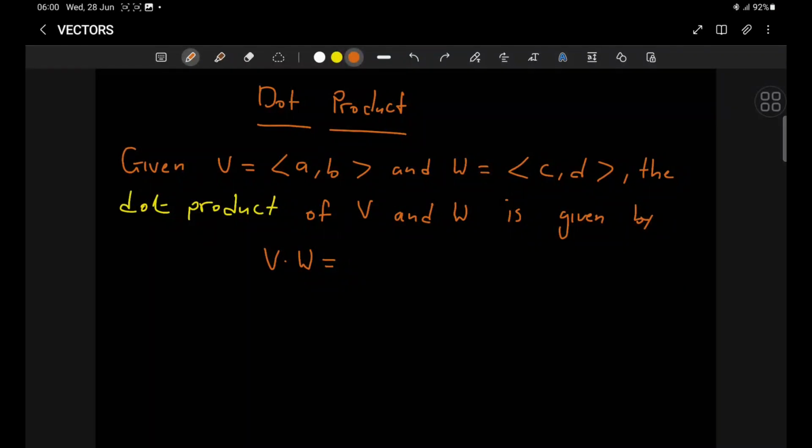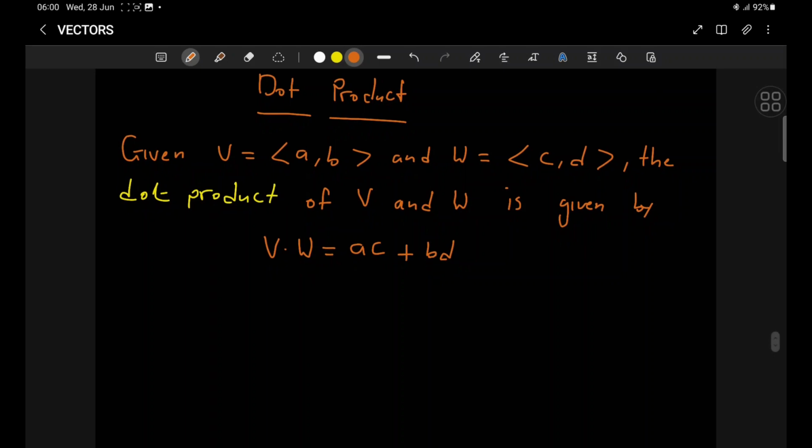In our next video, we'll be looking at dot product. So given that we have these vectors v and w, the dot product of these two vectors will be given by AC, so A will multiply with the x component to the x component, plus BD. So this will be the value of our dot product.